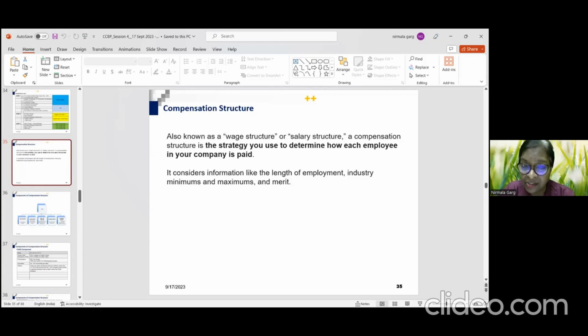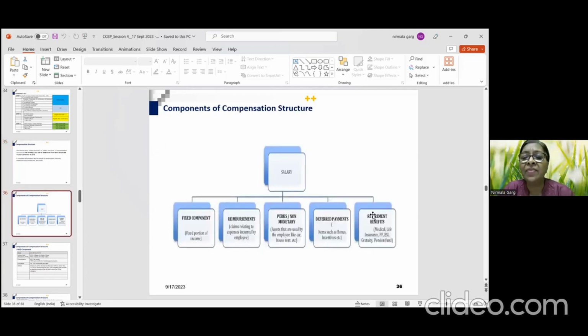So it starts essentially with what? Typically, when I talk about compensation structure, what does it mean? My salary. My salary comprises what? My fixed component, my reimbursements, my perks, my deferred payments, and also my retirement benefits. You agree? These are the things you get typically, right?